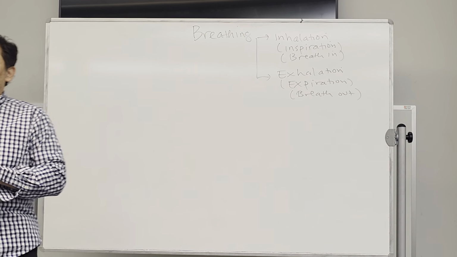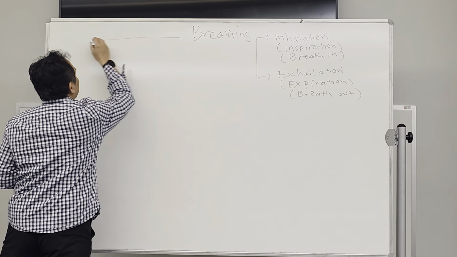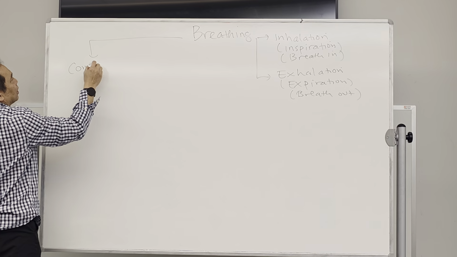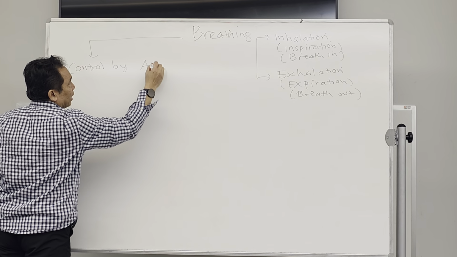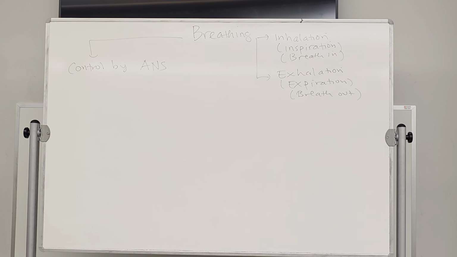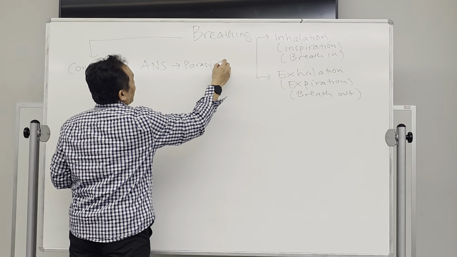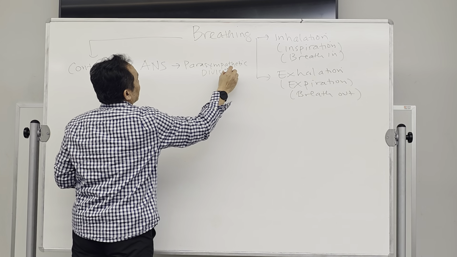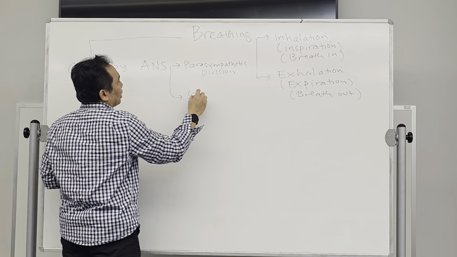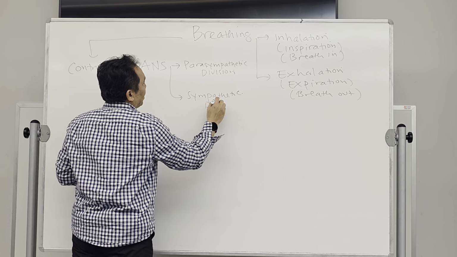Okay, so the process of breathing is actually controlled by the autonomic nervous system, right? So controlled by the ANS. We have learned this ANS. There are two types of ANS: the parasympathetic division and the sympathetic division.